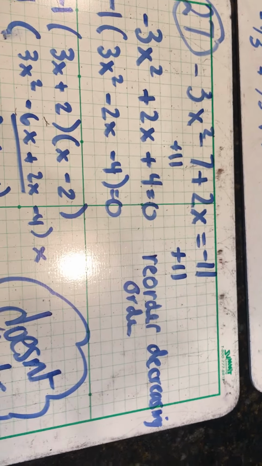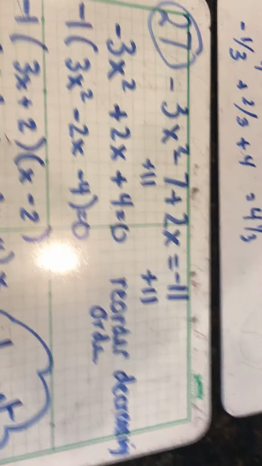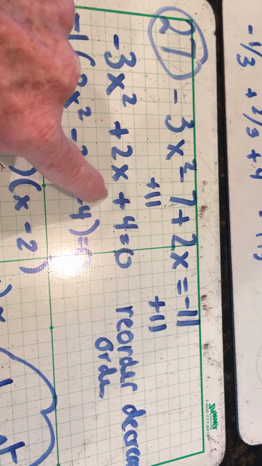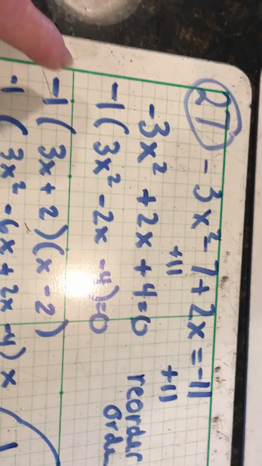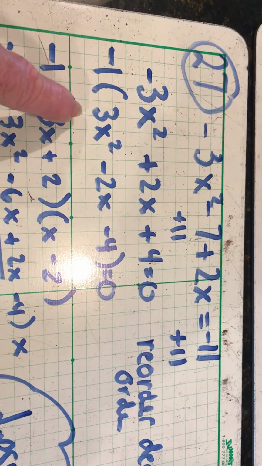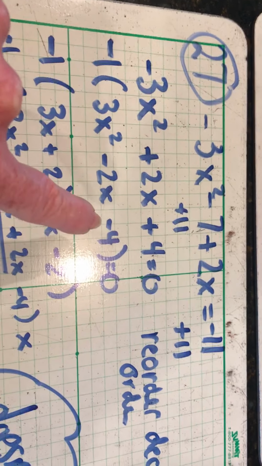And then we need to reorder in decreasing order. So we end up with negative 3x squared plus 2x plus 4 equals 0. Then we factor out a negative 1. That means that flips all of our signs to their opposites. 3x squared minus 2x minus 4.